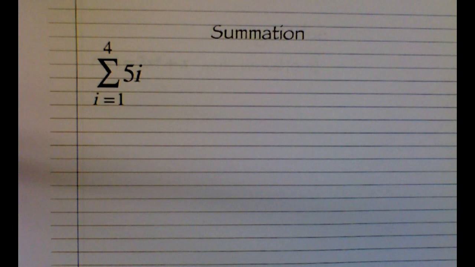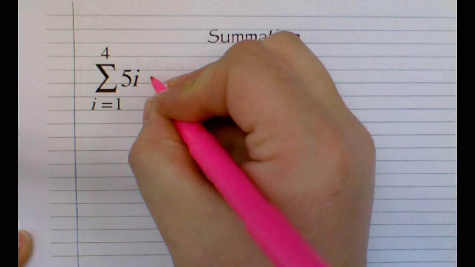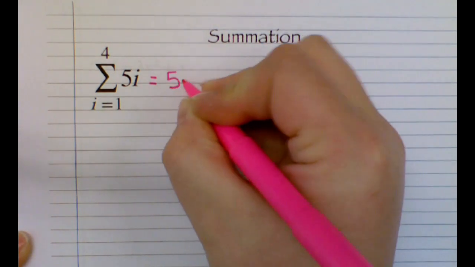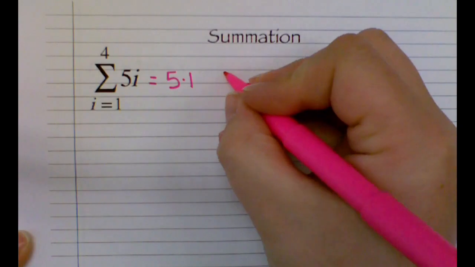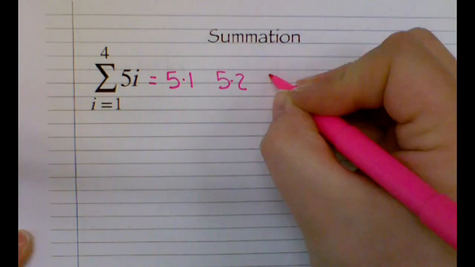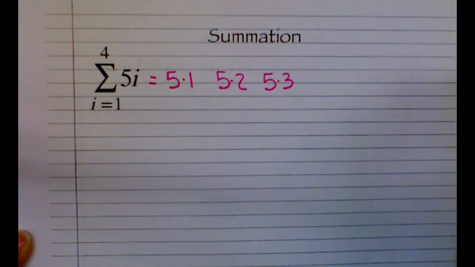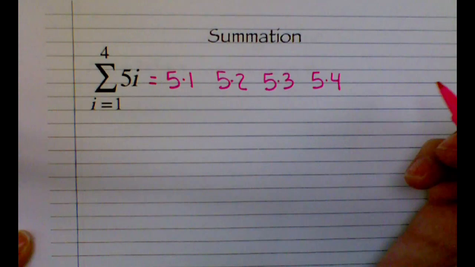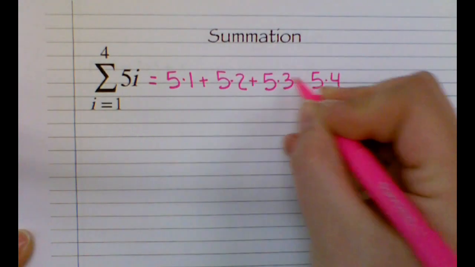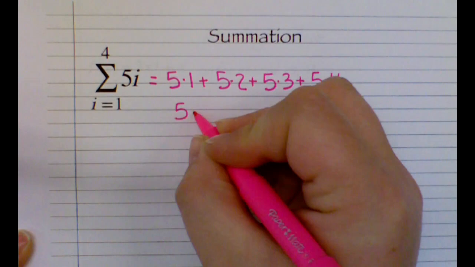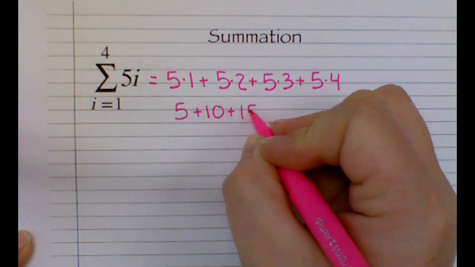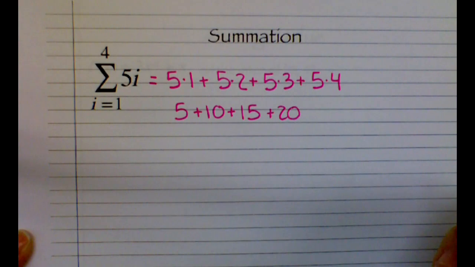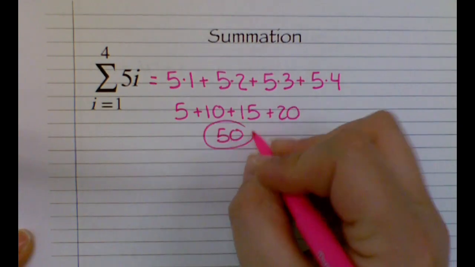Summation. Summation, remember, just means we are going to plug in values of i from 1 to 4, in this case, into 5i. So if i is 1, I plug that in and I have 5 times 1. Now i is 2, I have 5 times 2. Now i is 3, I have 5 times 3. Now i is 4, I have 5 times 4. This symbol here tells me that I am adding all of those up. So I'm taking 5 plus 10 plus 15 plus 20, which makes 50 as my final answer.